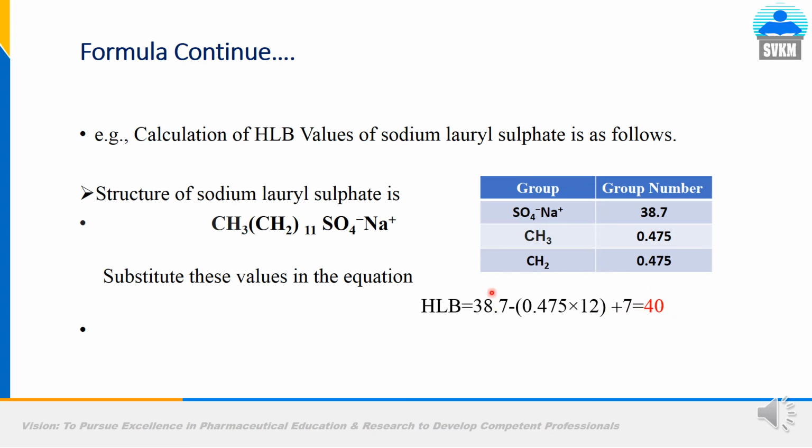Here the hydrophilic group number is 38.7. For the lipophilic group number, the lipophilic group is CH3 and CH2: CH2 is 11 molecules and CH3 is only 1 molecule. So a total of 12 groups have the same value. So 0.475 multiplied by 12 gives the lipophilic group number. When we add this value into the formula plus 7, we get the HLB value of sodium lauryl sulfate.